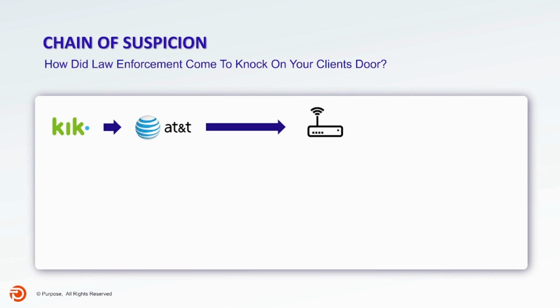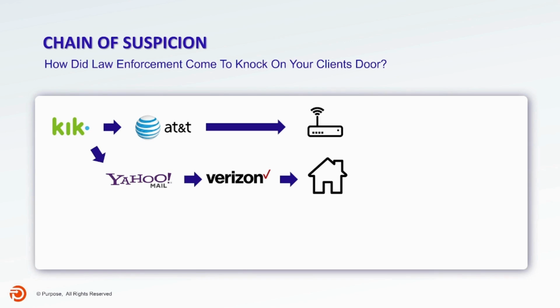And it was the account of Mr. and Mrs. Defendant. They then went to Kik and said, okay, what was the email address used to sign up for this Kik account? Well, it was a Yahoo email address. So they went to Yahoo and said, what's the IP address of the person that last logged into this Yahoo email? And it belonged to Verizon. So they went to Verizon and said, which of your subscribers was using this IP address on this day and time? And they said, it's a family plan for Mr. and Mrs. Defendant.